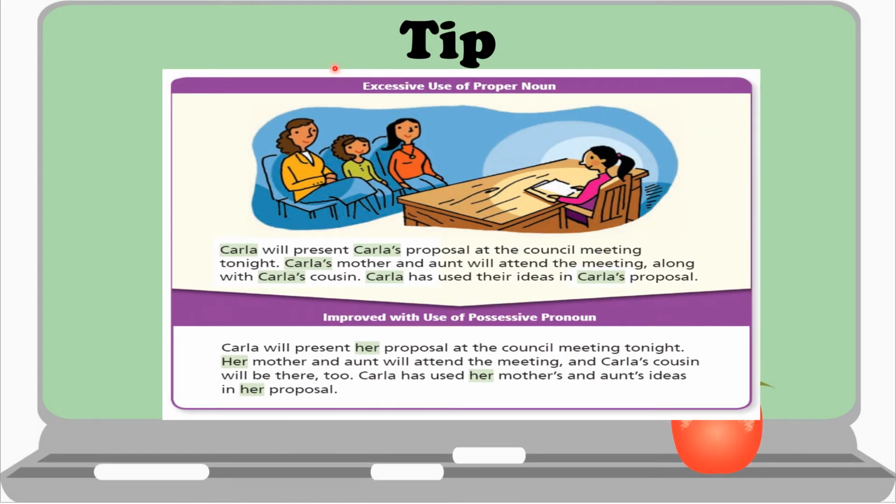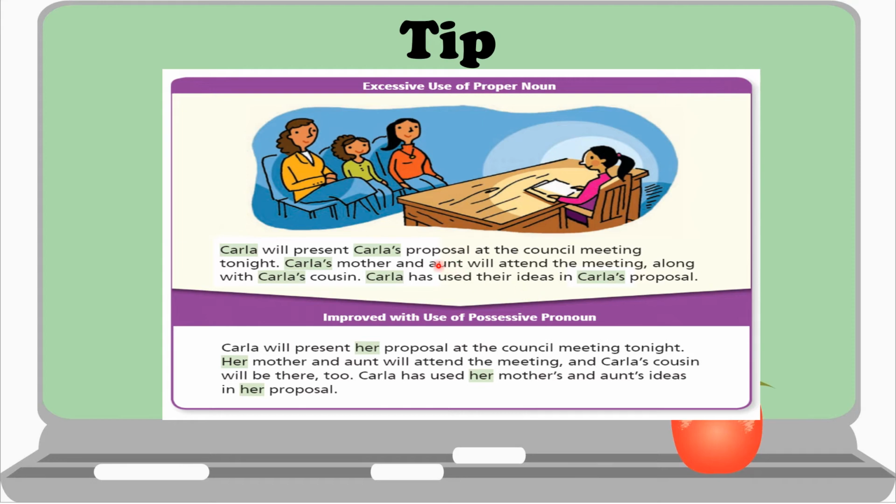Now here's a writing tip for everybody. Avoid excessive use of proper nouns. Like in this sentence, Carla will present Carla's proposal at the council meeting tonight. Carla's mother and aunt will attend the meeting along with Carla's cousin. Carla has used their ideas in Carla's proposal. Apart from it getting very exhausting having to read Carla's name over and over again, it's not practical, and it doesn't follow the rule of economy of words, right?